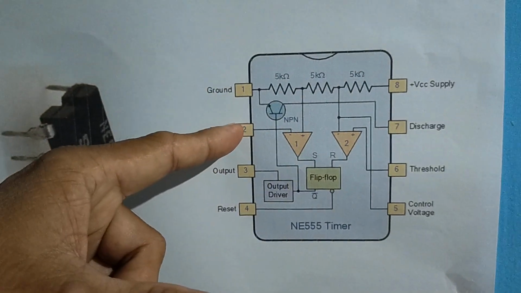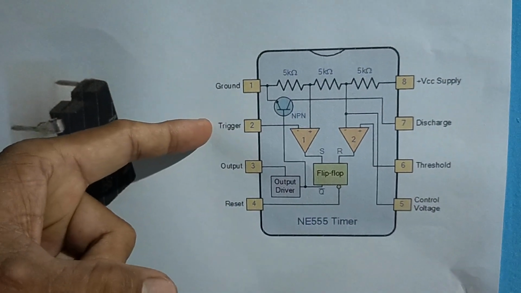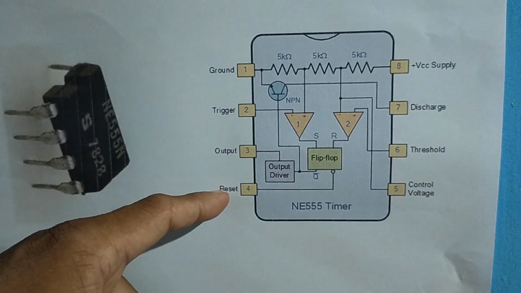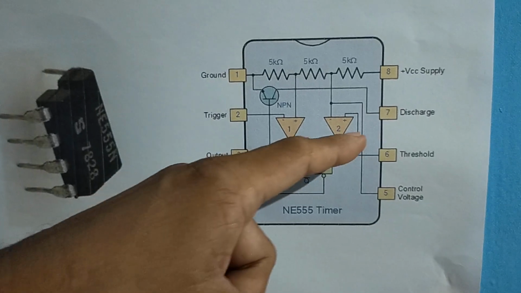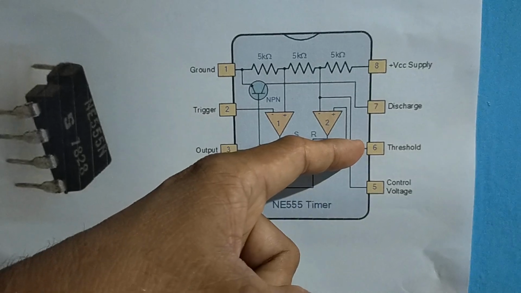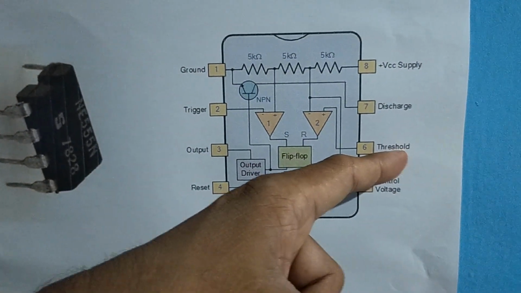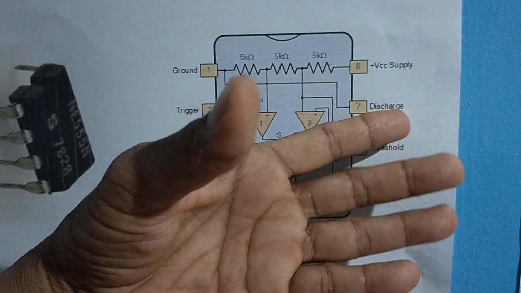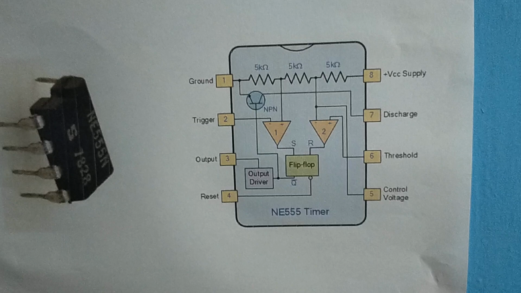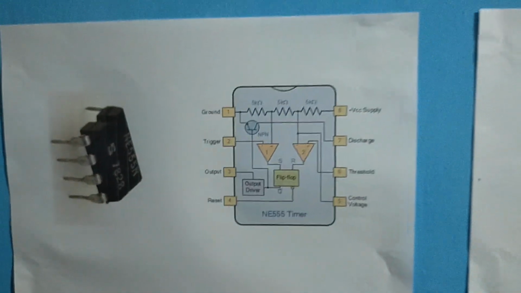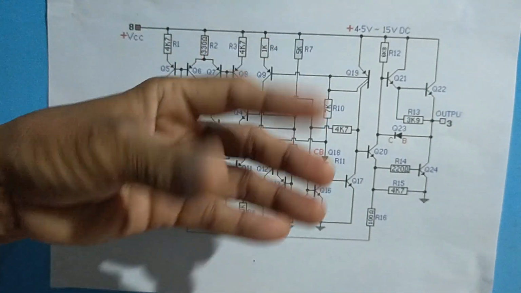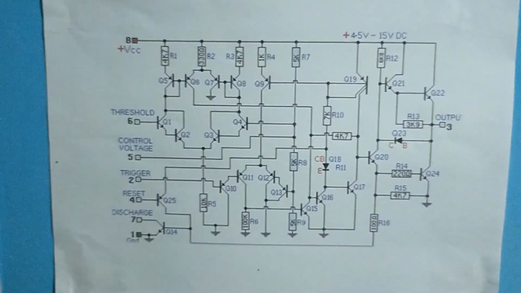The number 2 pin of this IC is the trigger. Then the output line is pin number 3. Pin number 4 is the reset. Pin number 5 is the control voltage pin. Pin number 6 is the threshold. Pin number 7 is the discharge. And pin number 8 is the VCC or the positive side of the power supply. So we have here the corresponding terminals also based on the complete internal circuit of this LM555.